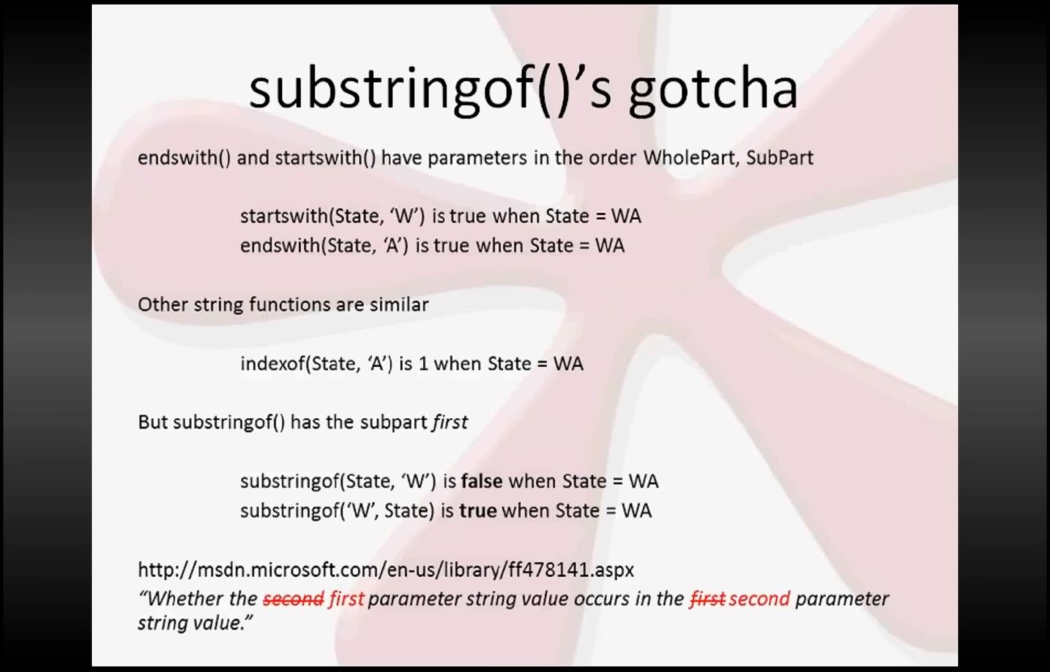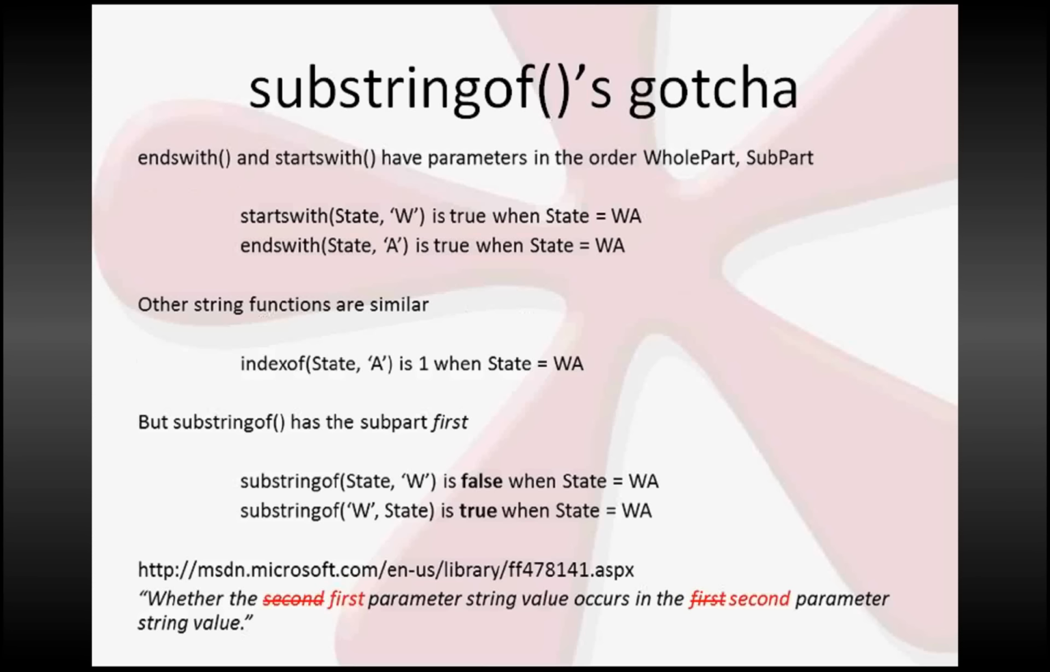Now, one thing to look out for, and that can catch some people up, is the substring of function. As we can see here, most string functions will take the field name first, or the larger string, and then the partial string will be the second parameter. So it starts with state, W. We'll find rows where state starts with W. Ends with state, A. We'll find those where state ends with A. The same goes for index of. So if we wanted to find the index of A in WA, it would be state, A.